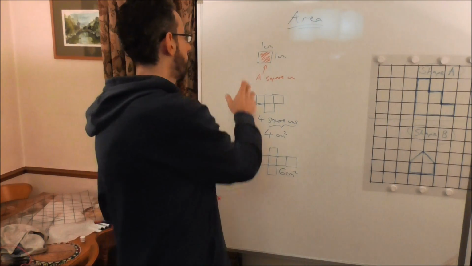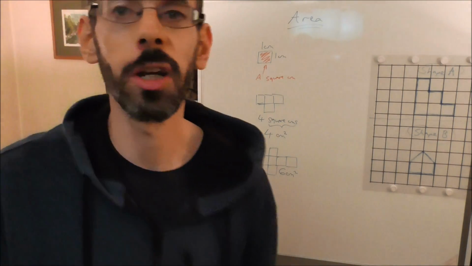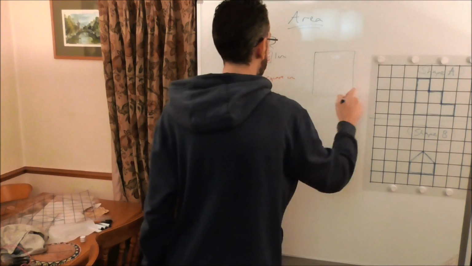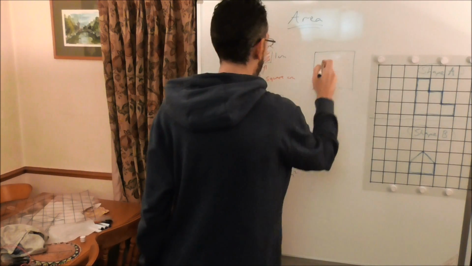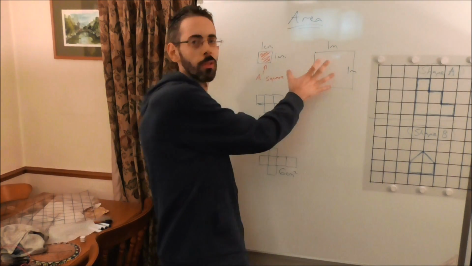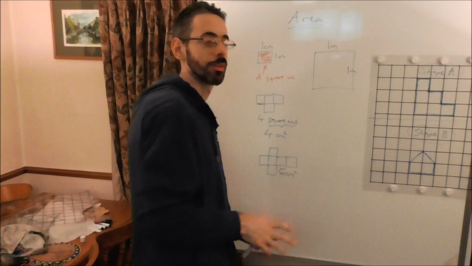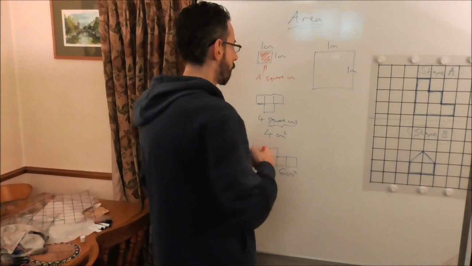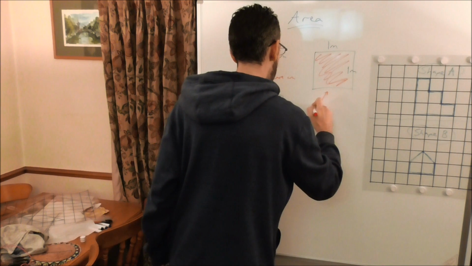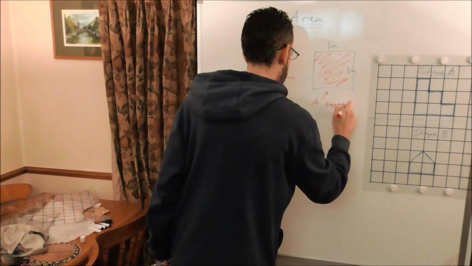Now, of course, you could use squares of any size, so you could use bigger squares to measure area, like square metres, perhaps. A square metre is just a square where all the sides are 1 metre. Of course, a square metre would be much bigger than this in real life. This is just a sketch. But yeah, if the sides were all 1 metre, then this would be a square metre.